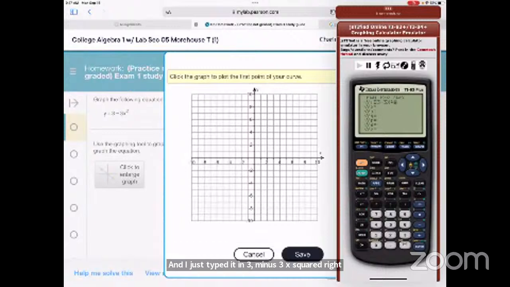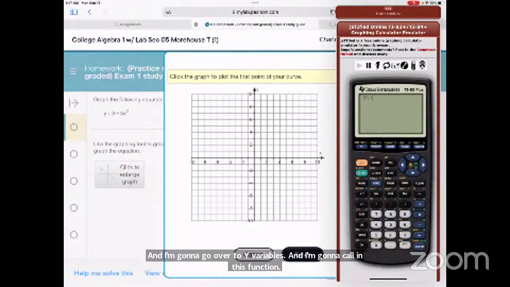Let me go back to home. I'm going to click on Variables, and go over to Y-Variables, and call on this function, and I want to evaluate this function when x is -2. Now, where's my negative?